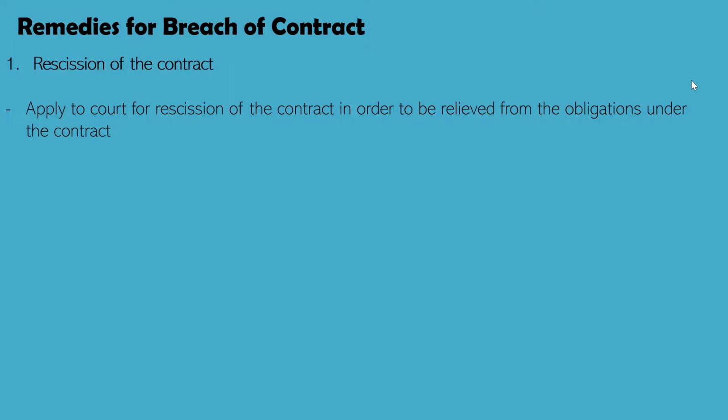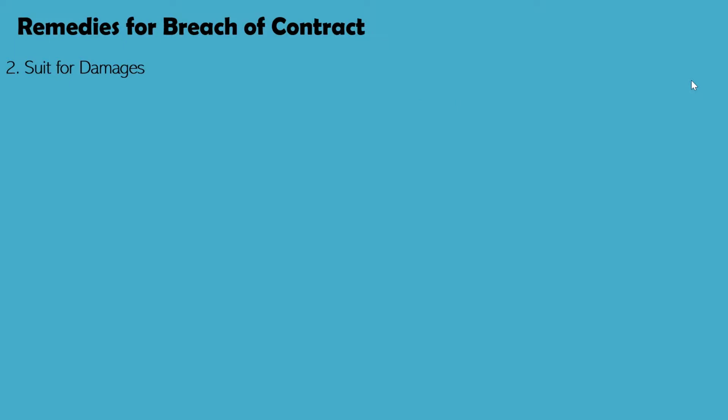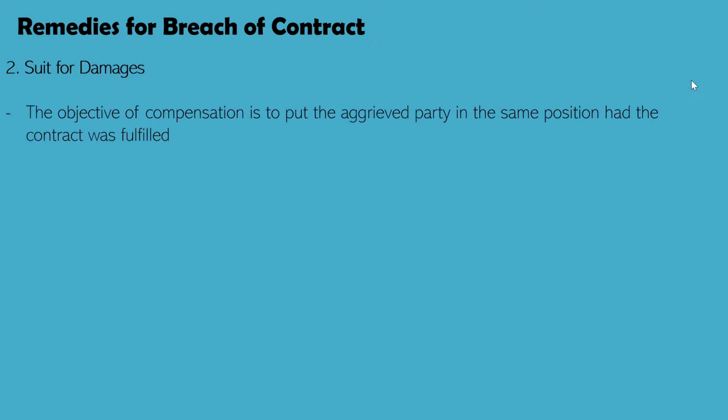Now the second remedy is the suit for damages. That means filing a suit in the court of law for monetary compensation for the loss you have incurred. It is important to note that the damages here are a means to compensate the aggrieved party and not to punish the party who has breached the contract. The objective of compensation is to put the aggrieved party in the same position had the contract been fulfilled. So, in order to claim damages, there must be some actual loss to be proved to the court. Damages cannot be claimed if there is no loss incurred to the aggrieved party.